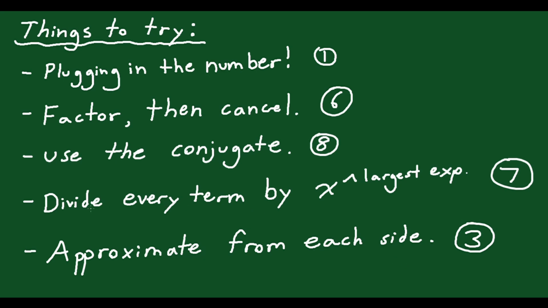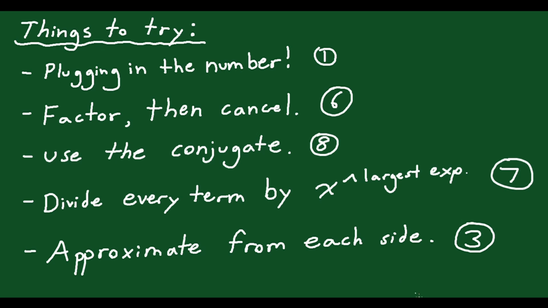After that, if that hasn't worked, try to divide everything by x to the exponent, whatever the largest exponent is. This is most common like in question 7, where you have a polynomial over a polynomial, and your limit is x approaching infinity, or negative infinity, it could be. So in those situations, that's what you're going to want to try.